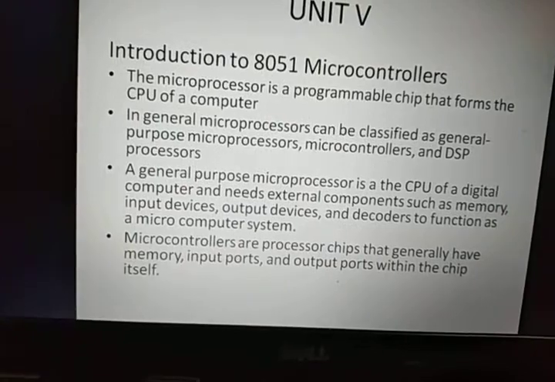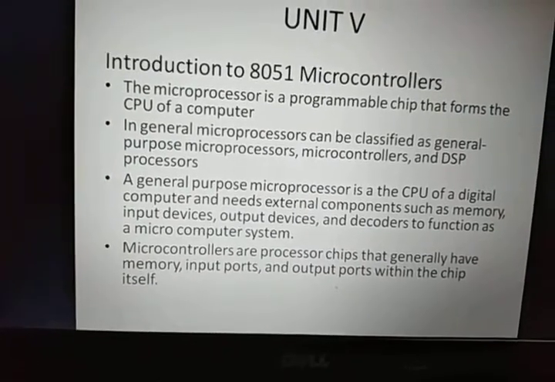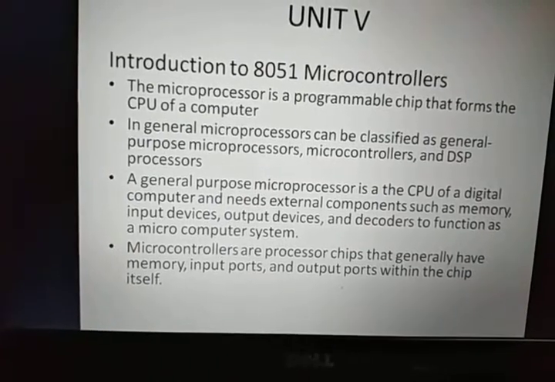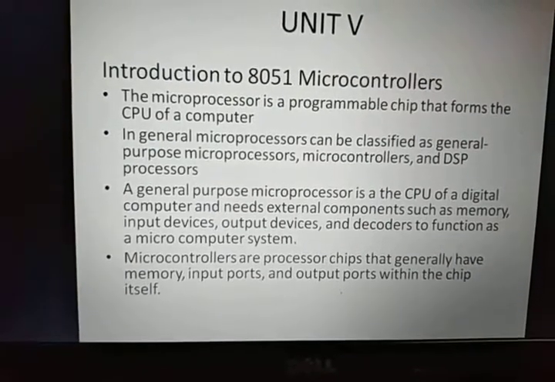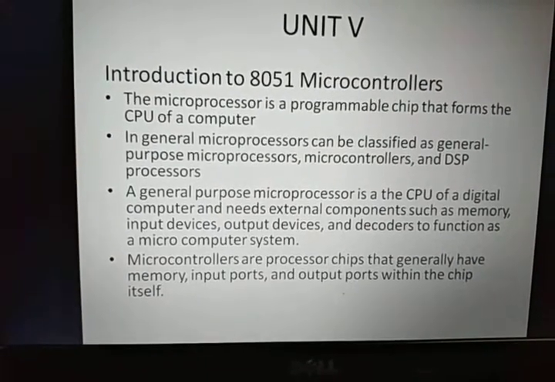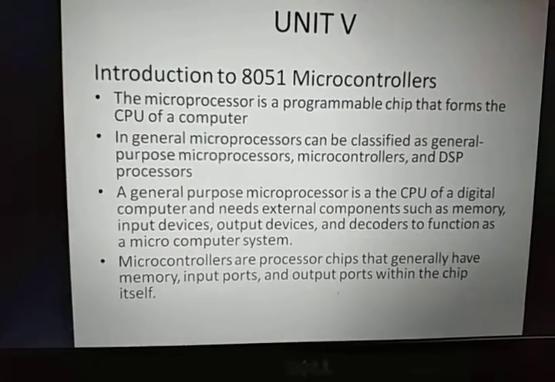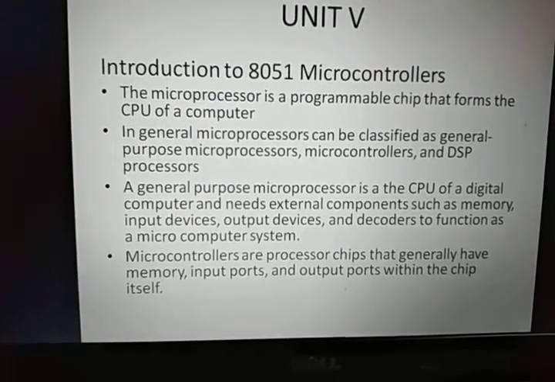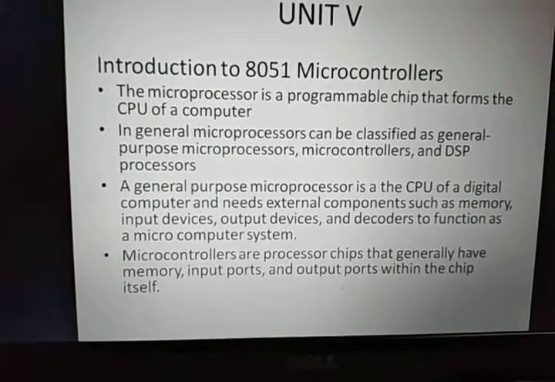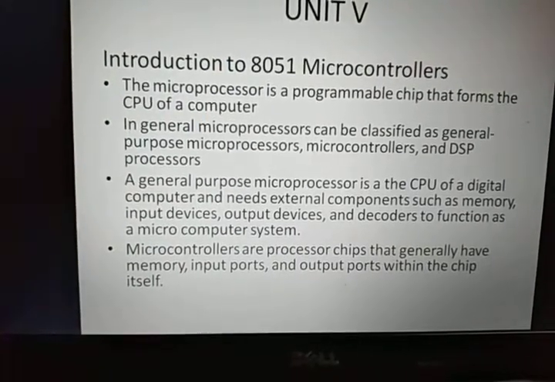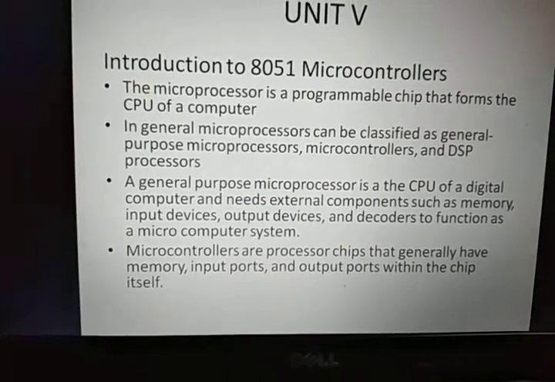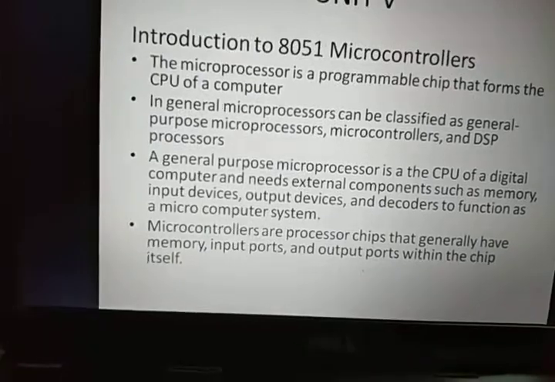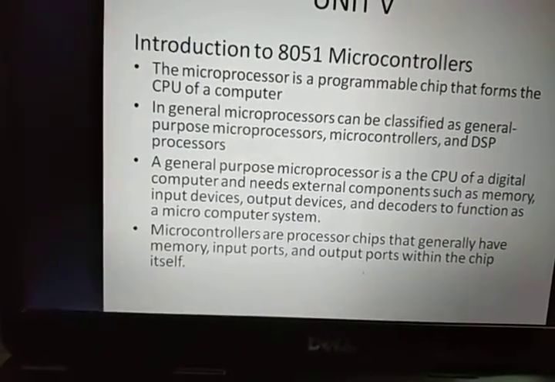The microprocessor is a programmable chip that performs the CPU of a computer. In general, microprocessors can be classified as general purpose microprocessors, microcontrollers, and digital signal processors. A general purpose microprocessor is the CPU of a digital computer, and it is connected with the input, output, and memory externally via the system bus. Whereas a microcontroller is a processor which contains all the things internally connected.